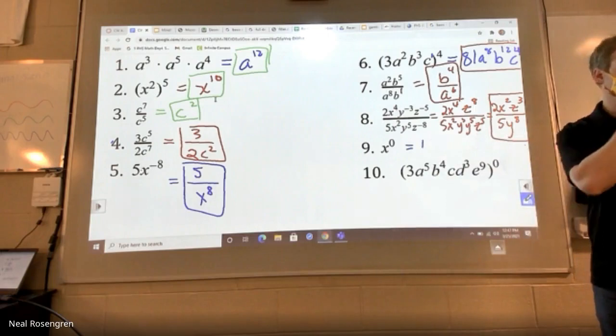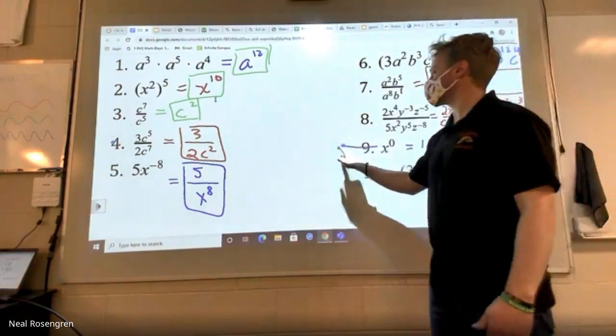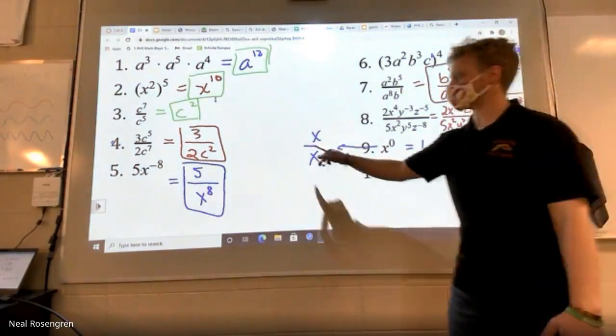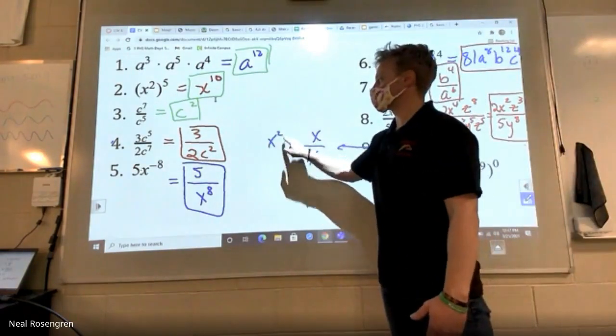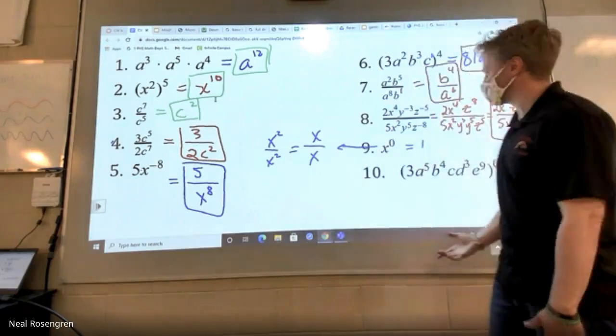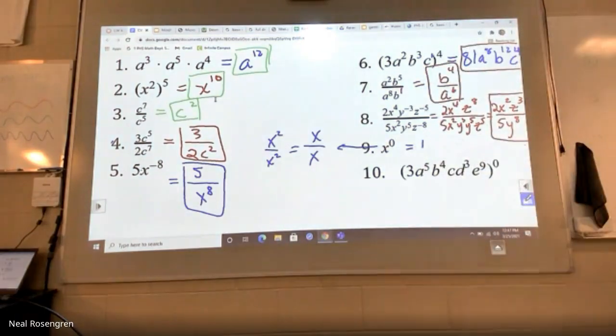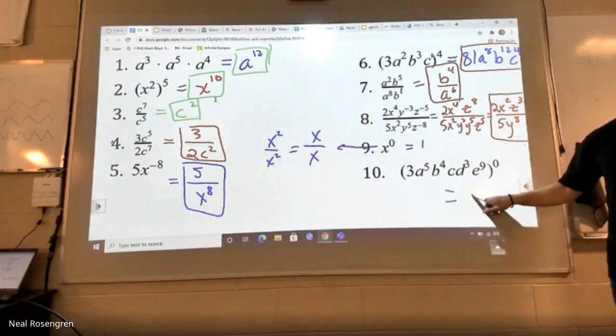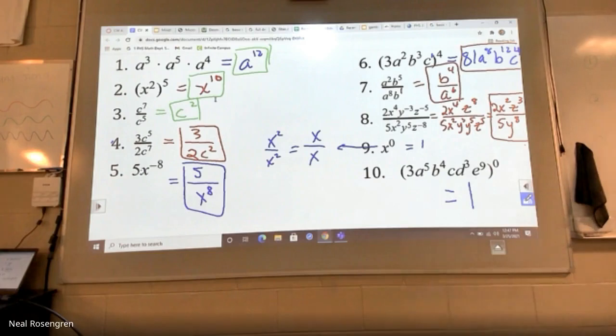No x's left, right? Because we don't know where it came from, but maybe it came from that. Maybe it came from x over x and we subtracted exponents, or maybe it came from x squared over x squared. We don't know where it came from. Either way, anything divided by itself is going to be 1. So anything to the 0 power is 1. When I say anything, I mean anything. Anything to the 0 power is just 1.